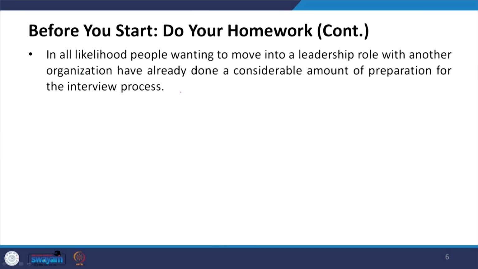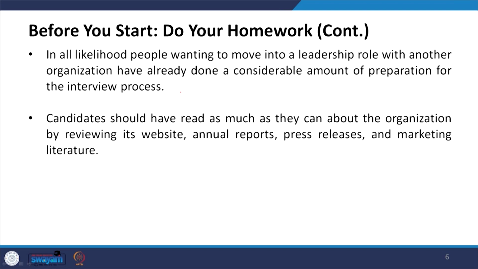So, before you start, it is very important that you do your homework. In all likelihood, people are wanting to move into a leadership role with another organization, and this is especially important in the top position. You are moving from one organization to another, and the other organization has already done a considerable amount of preparation for the interview process. Candidates should have read as much as they can about the organization by reviewing its websites, reports, press releases, and marketing literature, and therefore you will be able to know about the organization.